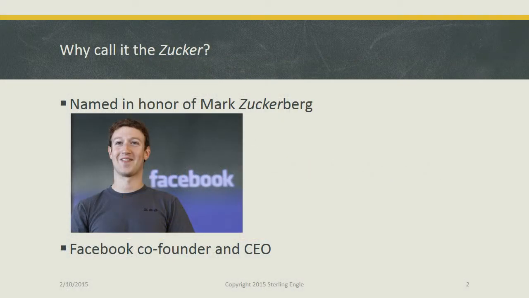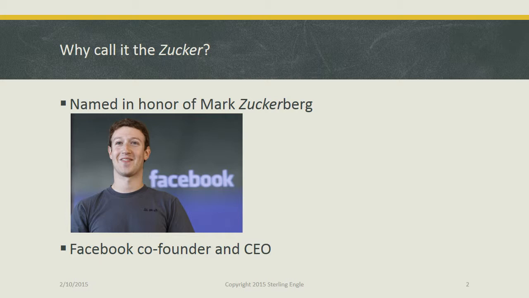It's called the Zucker in honor of Mark Zuckerberg, Facebook CEO, who co-founded the company along with 4 classmates in their Harvard dorm room. Launched on February 4, 2004, just 11 years ago, called it the Facebook. It was originally located on the web at thefacebook.com. Ironically, Zuckerberg was born in 1984 in White Plains, New York. Remember George Orwell? He now lives in Palo Alto.